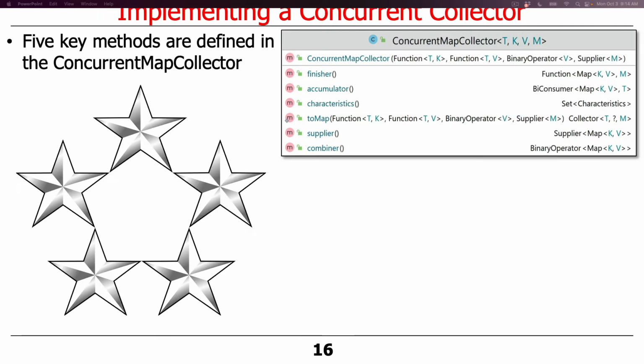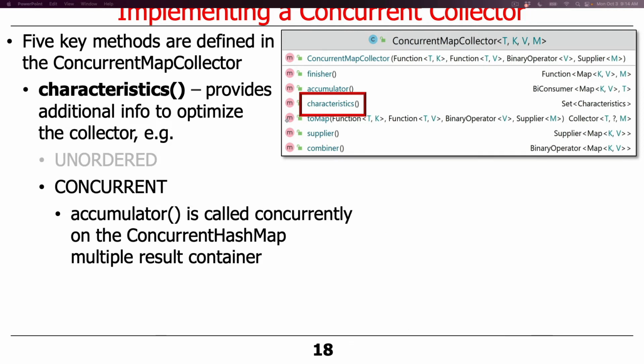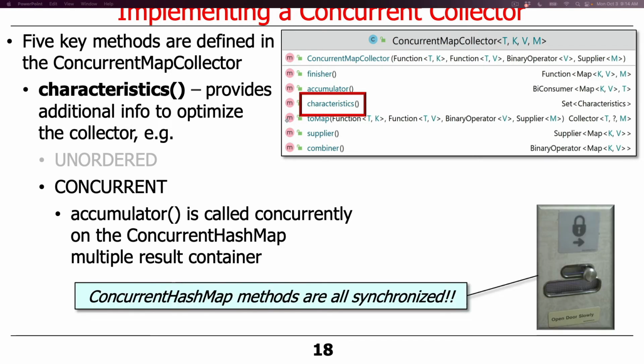So we have 5 key methods that are defined in ConcurrentHashMap collector. Characteristics is what's used to give metadata about the type of collector. So we make it unordered because it's concurrent, and we make it concurrent. And what concurrent means is that the accumulator, the type that's returned from the accumulator, is called concurrently on the ConcurrentHashMap mutable result container. That should be mutable, not multiple. There's only one of them, so it's mutable. It's one mutable result container.